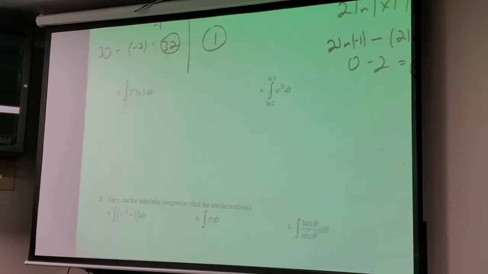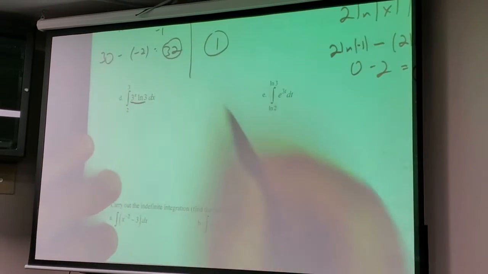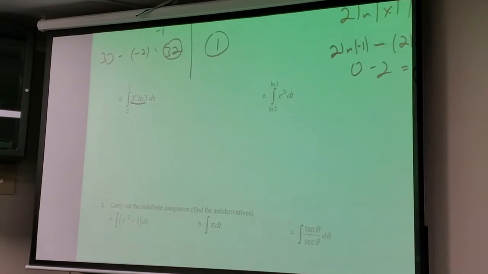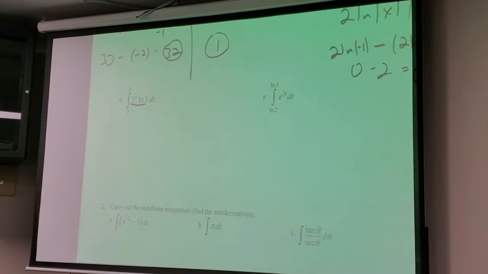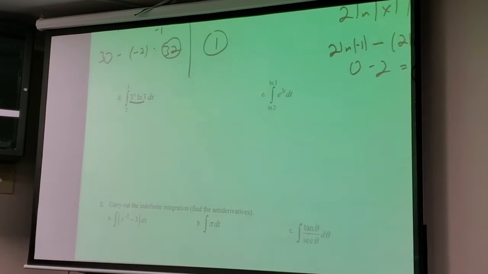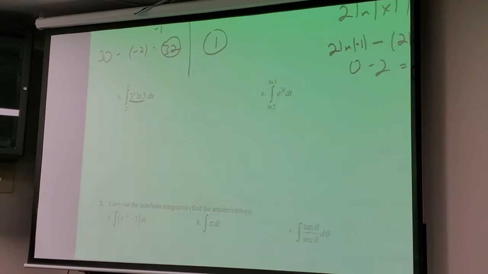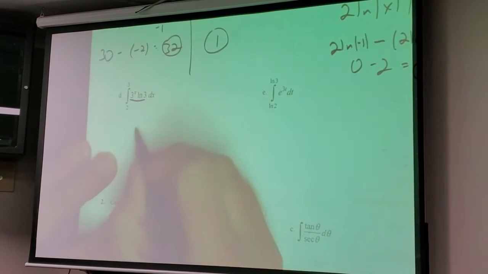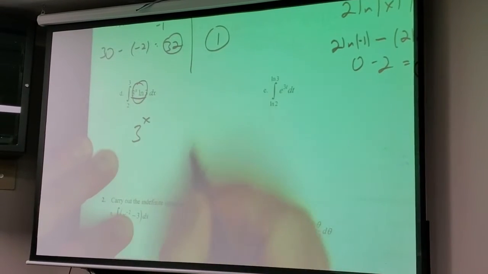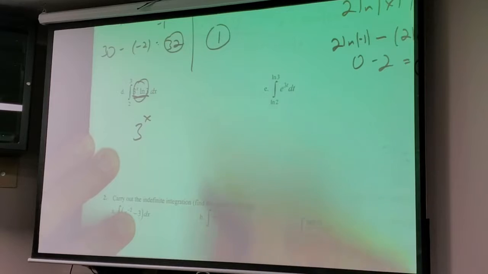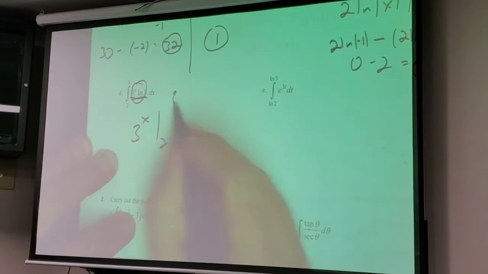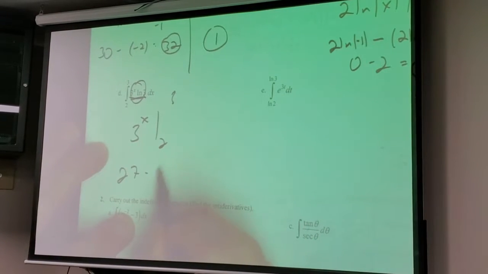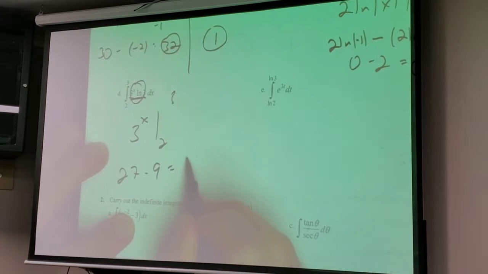Okay. This one was neat, but basically the integral of a function is the function whose derivative is inside the integral. Because the integral is an antiderivative. And I know that the derivative of 3 to the x is this. Therefore, the integral of this is 3 to the x. 2 to 3. So I get 27 minus 9. So I get 13. No, 18.